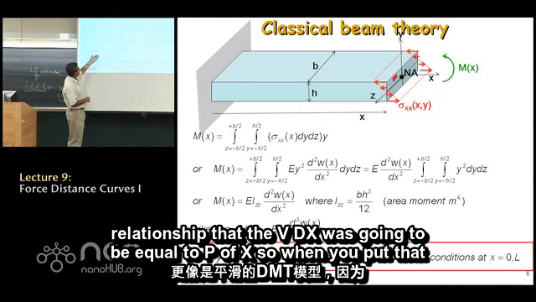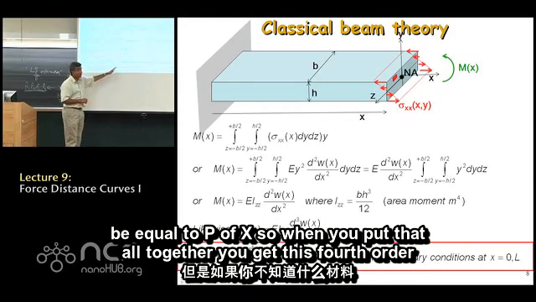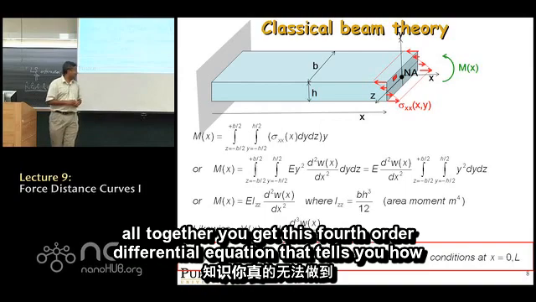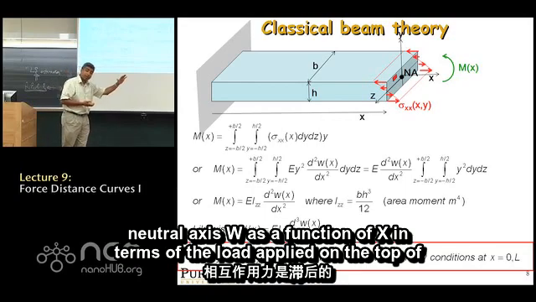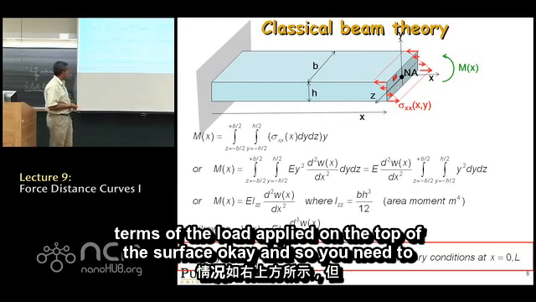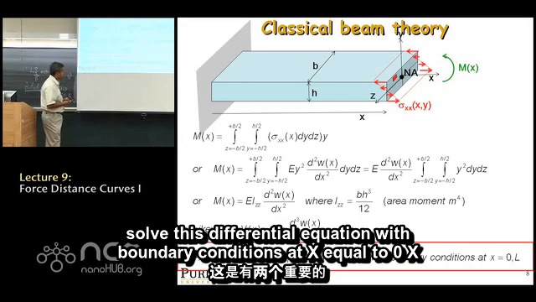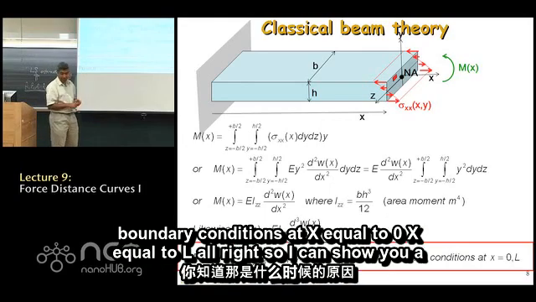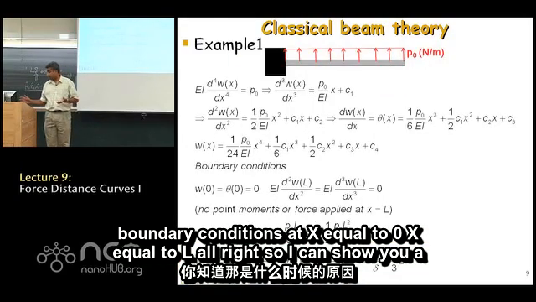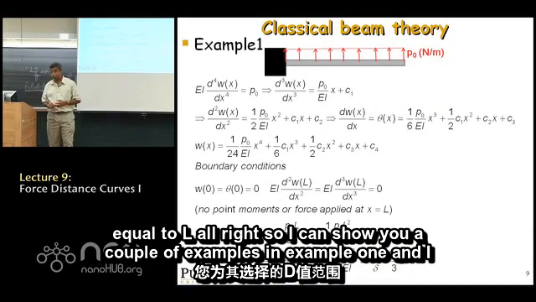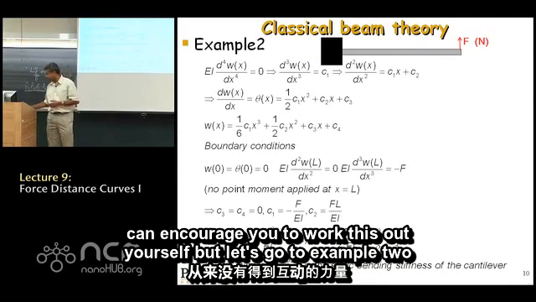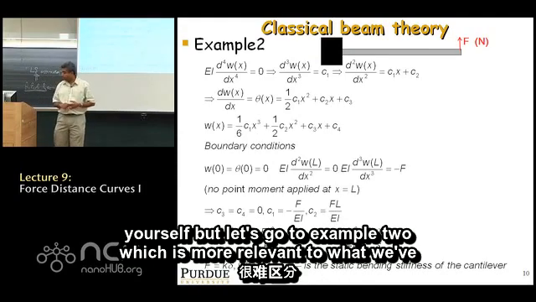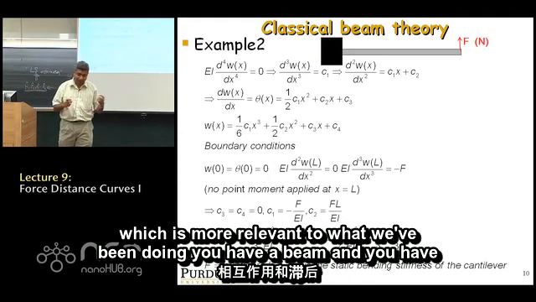So when you put that all together, you get this fourth order differential equation that tells you how to solve for the deflection of the neutral axis, w as a function of x, in terms of the load applied on the top of the surface, okay? And so you need to solve this differential equation with boundary conditions at x equal to 0, x equal to L, all right? So I can show you a couple of examples. This is example 1, and I encourage you to work this out yourself. But let's go to example 2, which is more relevant to what we've been doing. You have a beam and you have a force applied at the end of it.